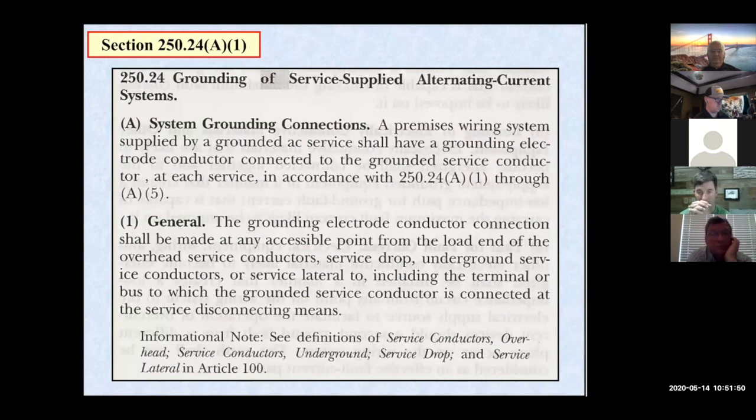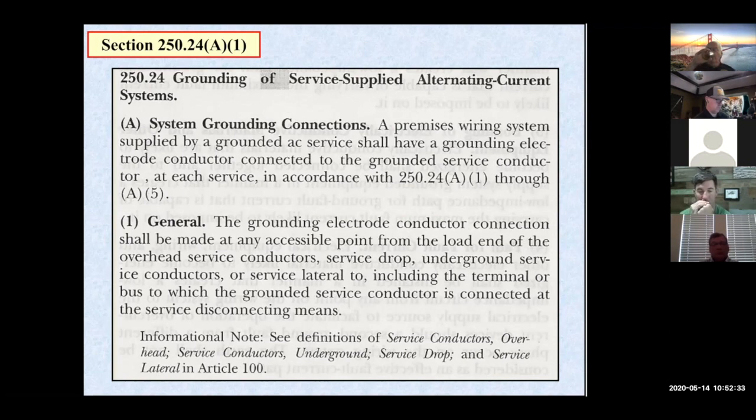Grounding of service supply systems. A premises wiring system that is grounded by an AC service shall have a grounding electrode conductor connected to the grounded neutral service conductor at each service in accordance with 250.24(A)(1) through (A)(5). Now, when you bring that neutral coming in from the power company, it will connect to the ground. And as you go to your ground bar, that's where you get your neutral connected to the ground right there in the panel. Now, this is on the supply side.